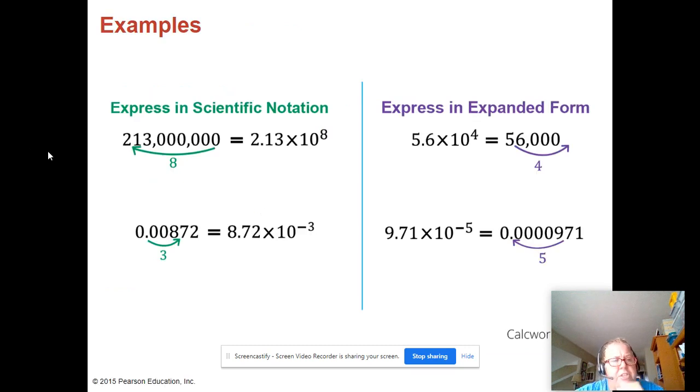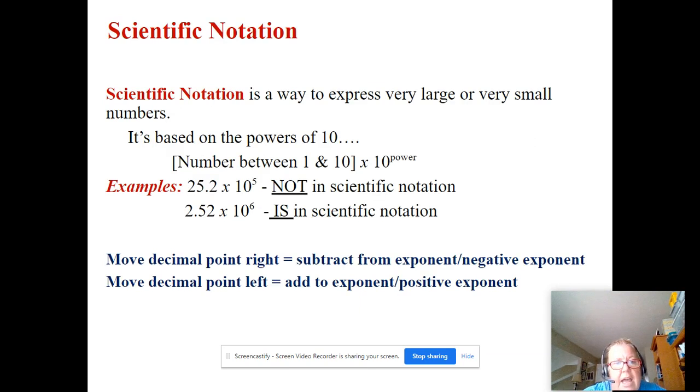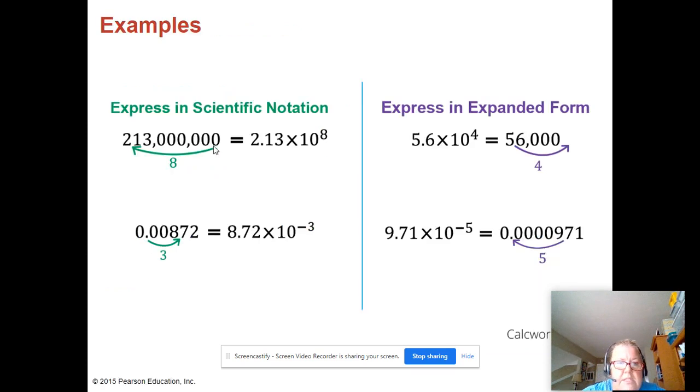Here's, excuse me, a couple other examples. So here we have 213 million, and to rewrite that, because it's a big number, we're going to move the decimal to the left, and it has to end up between 1 and the 2. That makes this number between 1 and 10, which is what you have to have. Because if we go back to this slide, remember that the number has to be between 1 and 10. So moving the decimal 1, 2, 3, 4, 5, 6, 7, 8, that would be 8 places to the left. So our exponent would be 8.